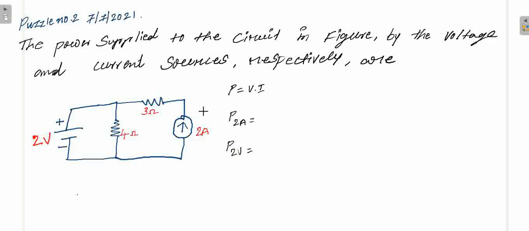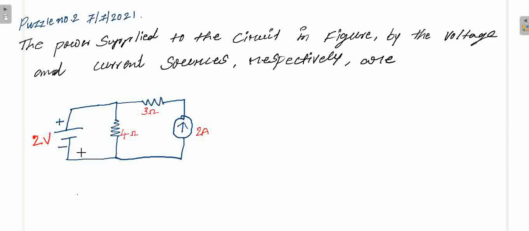If you observe here, this is a 2 volts branch, and this is your 4 ohms branch. These two branches are in parallel. So if two branches are in parallel, what is the concept? If the branches are in parallel, the voltage remains same and the current gets divided. If the branches are in series, the current remains same and the voltage gets divided among the elements. So here we have to use the parallel concept.